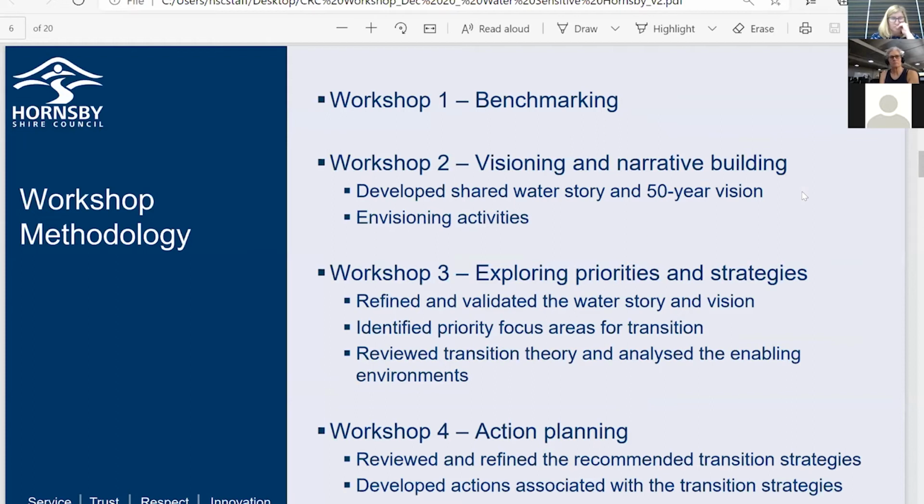So we embarked on a workshopping process. Internally, we undertook 4 workshops. Benchmarking, as we said. We then looked at visioning and narrative building, where we developed a water story and a vision for 50 years. We then explored priorities and strategies to validate these visions and look at prioritised focus areas for a transition. And then we did some action planning.